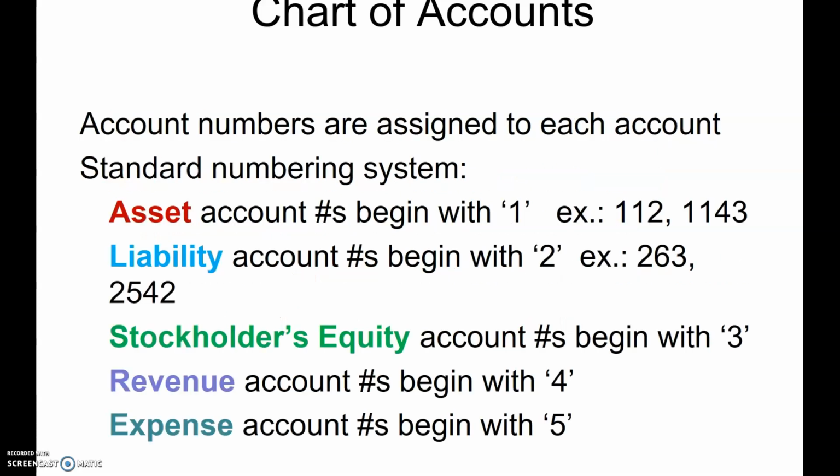And there's a standard numbering system that businesses use. So every account is going to be assigned a number. Okay? And you'll be able to look at an account number and know what type of account you're dealing with, because for all of your asset accounts, the very first digit in the account number is going to be a 1. So you could have 2 digits after it, you could have 3 digits after it, but if you see the very first digit of the account number as 1, you know you're dealing with an asset. If the account number starts with a 2, we're dealing with a liability account. Stockholders' equity accounts have an account number that starts with a 3. Revenue account numbers start with a 4. Expense account numbers start with a 5.